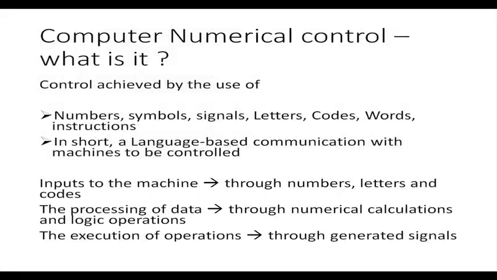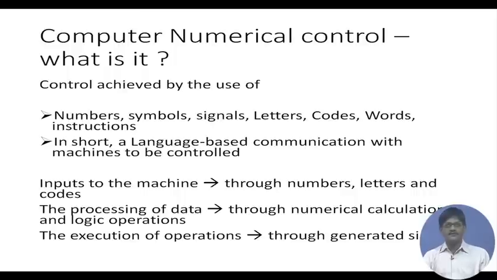So, first of all, computer numerical control, what does it mean? It means that control of a particular machine tool or a process is achieved by insertion of or use of numbers, symbols, signals, letters, codes, words, instructions. In other words, in short, the communication with the machine in the form of a language. Previously, machine and human interaction used to take place through physical devices like cams, tracers, templates. So, it was not very sophisticated, but now with the advent of numerical control and computer numerical control, a sort of language communication was started with machine tools and processes.